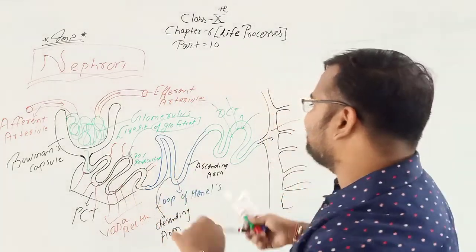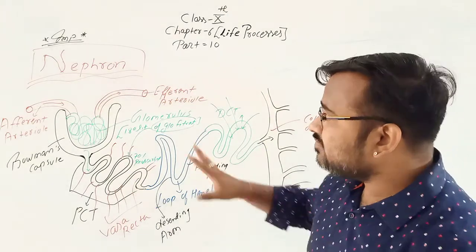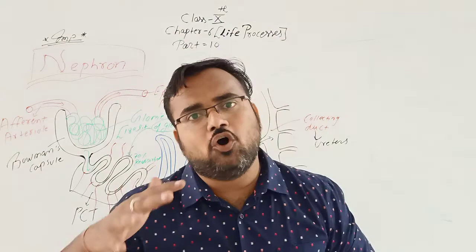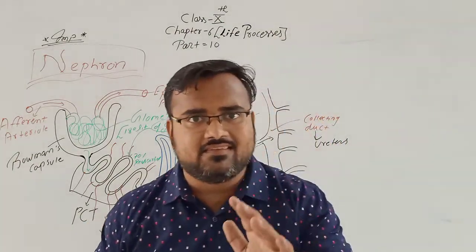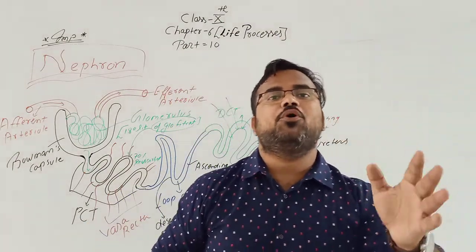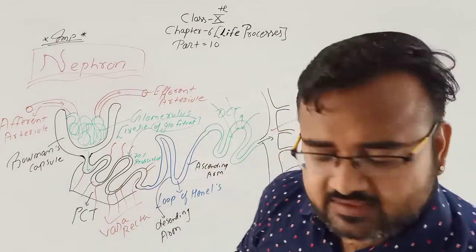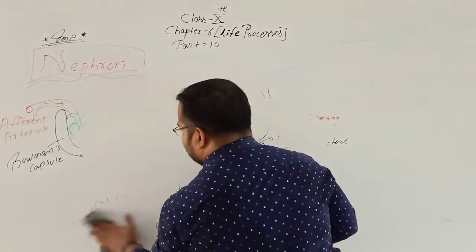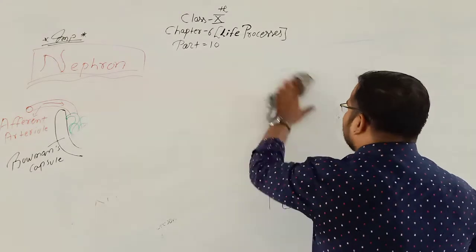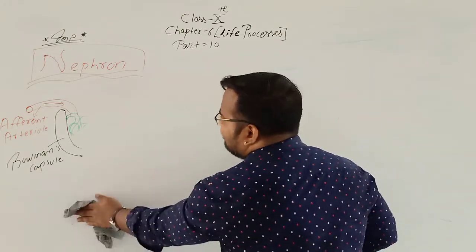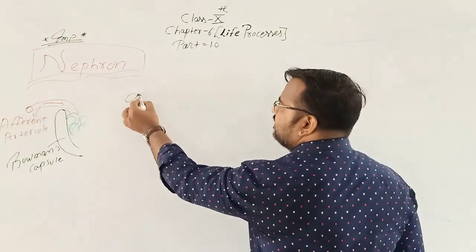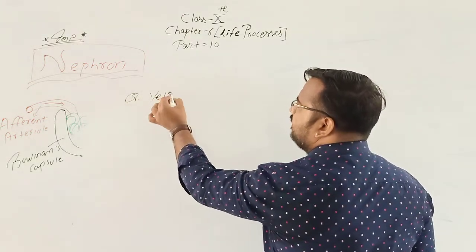So this is all about the structure and function of the nephron. Now, some important facts. What is the pH of urine? The normal average pH of urine is 6, but it can vary from 4.5 to 8.5. Urine is yellow in color. Why is urine yellow in color? There was a question asked by one student.